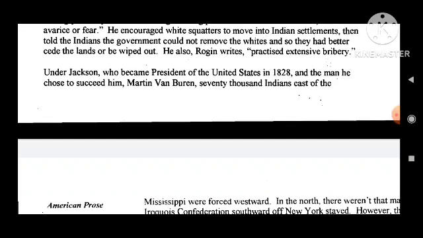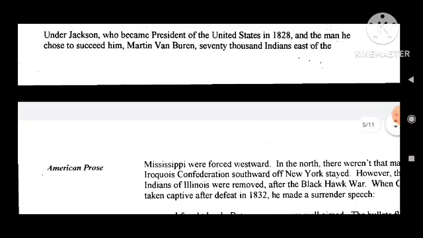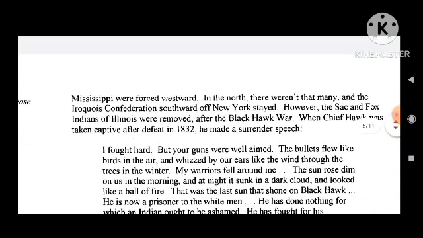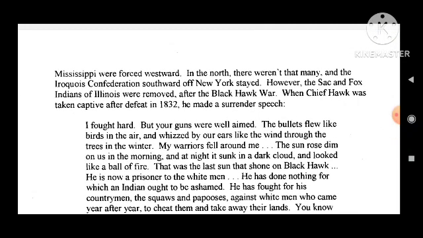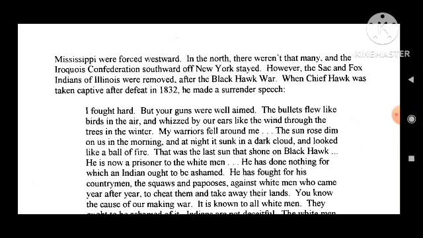Under Jackson, who became President of the United States in 1828, and the man he chose to succeed him, Martin Van Buren, 70,000 Indians east of the Mississippi were forced westward. In the north, there weren't that many, and the Iroquois Confederation southward of New York State. However, the Sac and the Fox Indians of Illinois were removed after the Black Hawk War, when Chief Black Hawk was taken captive after defeat in 1832.